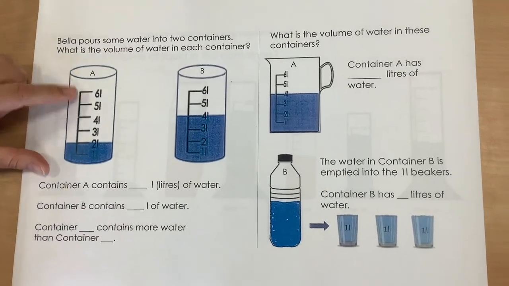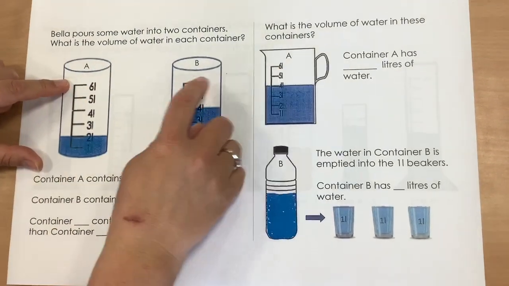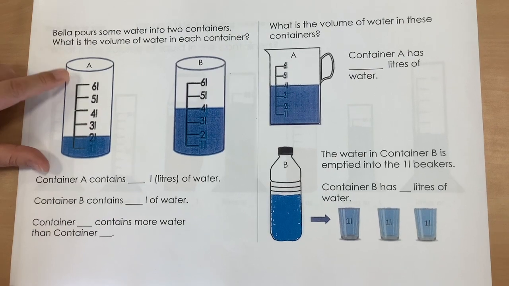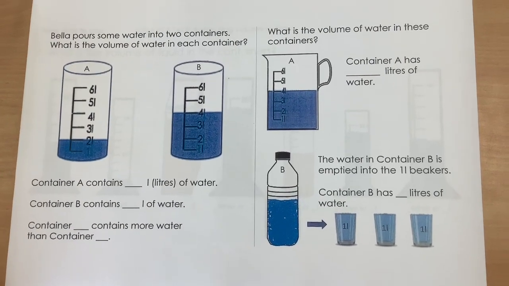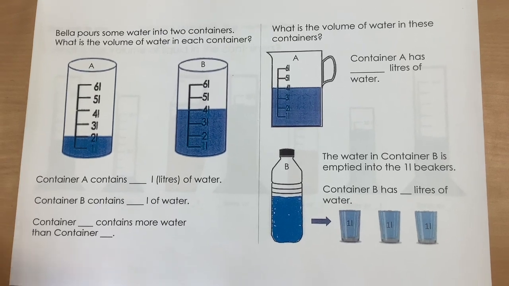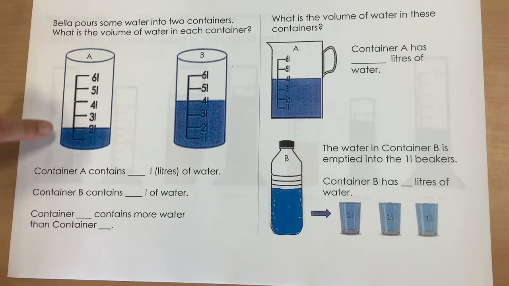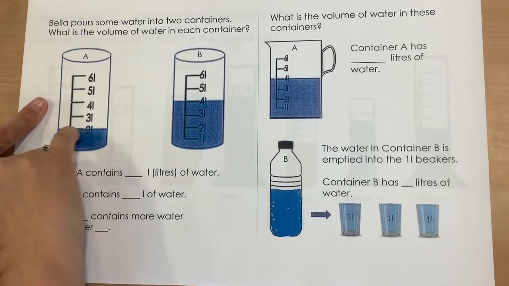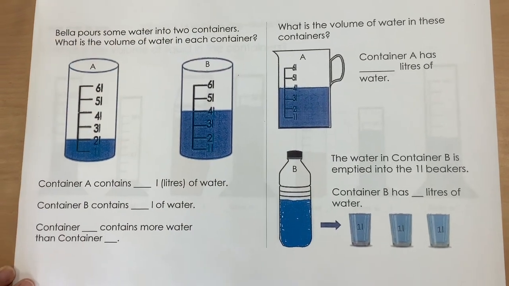So we have some different containers with different amounts of fluid in them, and we have the scales that go up to 6 litres on these jugs. So Bella pours some water into the 2 containers, and what is the volume of water in each container? Well, on this one, each of the lines is marked with a volume. So you just follow the liquid up and then look where it reaches on the scale. So container A has 2 litres of water.